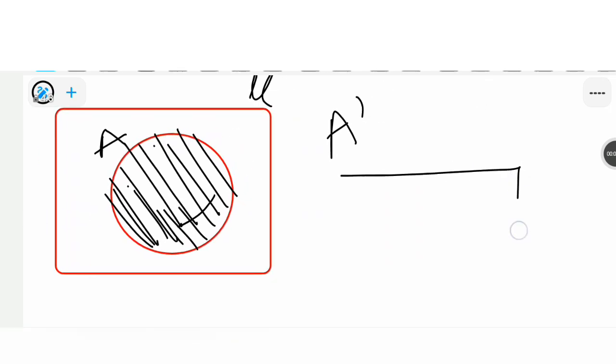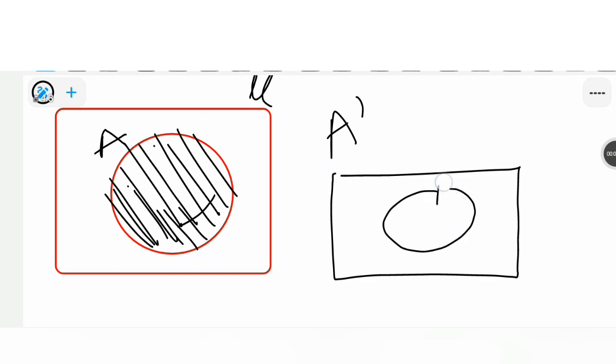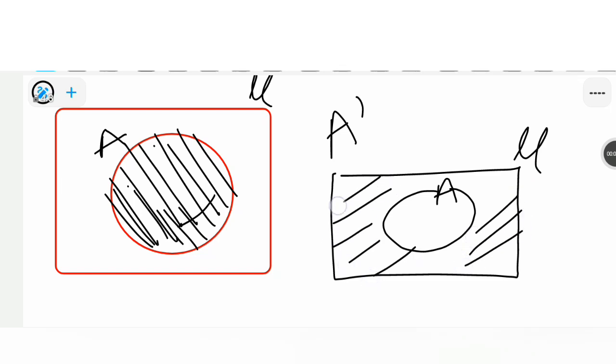So you're going to have your universal set. You have a circle. This is set A. This will be your universal set. But what you're going to shade right now is the outside like this. The outside. Your shading should not actually enter into A. So this is the universal set. This is A complement. While this one is set A.